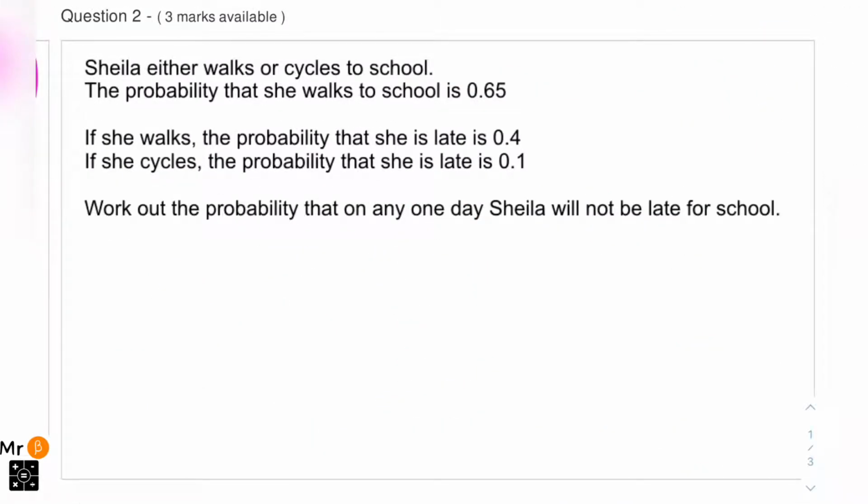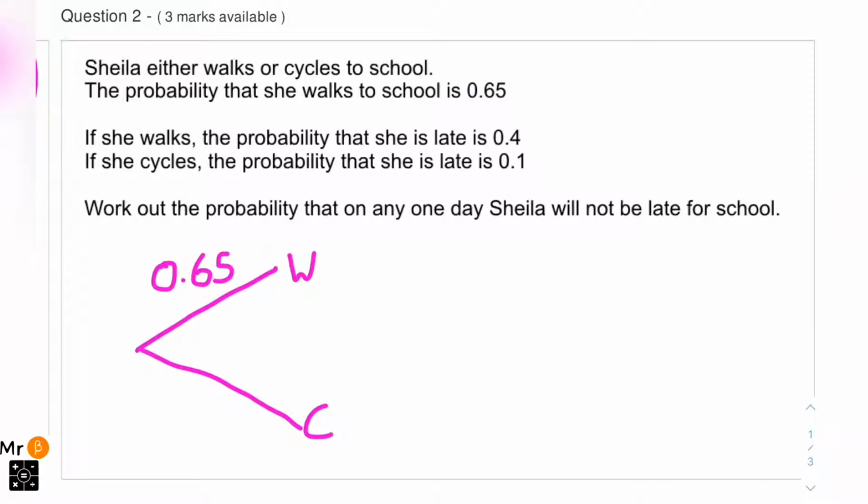Okay, our second question tells you that Sheila either walks or cycles to school. The probability that she walks to school is 0.65, and then it tells you about the probabilities if she is late. So again, we're going to draw a tree diagram, as it's the easiest way to visualise what's going on and to get all our information recorded down.